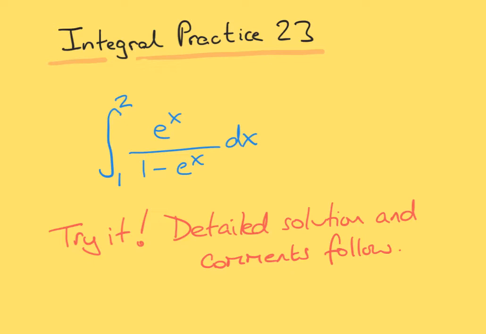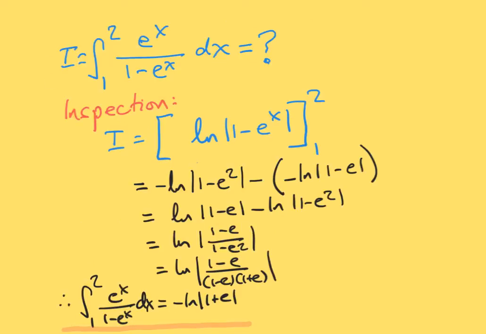Okay, welcome back. Let's look at the answer. So on this slide, I'm going to calculate this definite integral, and I think this is an integral that you should be trying to do by inspection. If you look at the numerator here, the numerator is essentially the derivative of the denominator. So therefore, you can expect to get a logarithm. And the argument of the logarithm is going to be the modulus of the denominator.